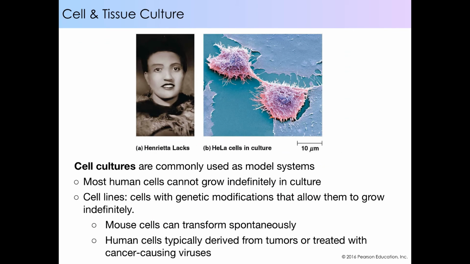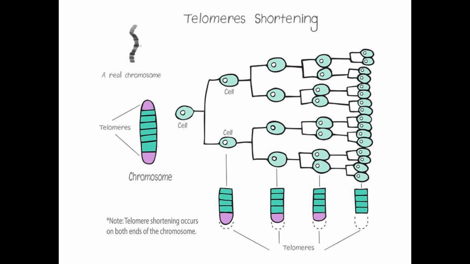Another technique that is essential for cell biologists is cell culture because it allows the study of cellular processes in more controlled environments. Although many cells can be isolated and grown in culture, the majority of human cells cannot grow indefinitely in culture. So most cells divide about 50 times before undergoing apoptosis. The reason for this is that every time a cell divides, its telomeres get shorter.